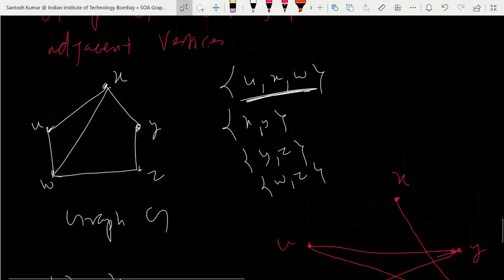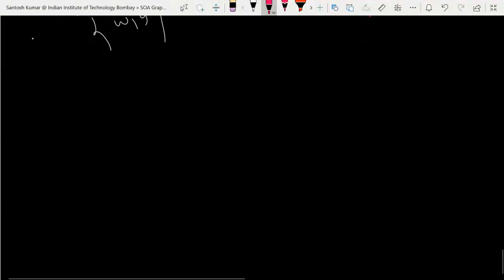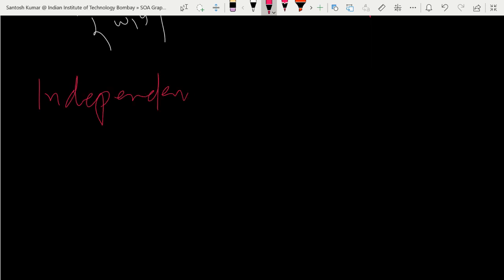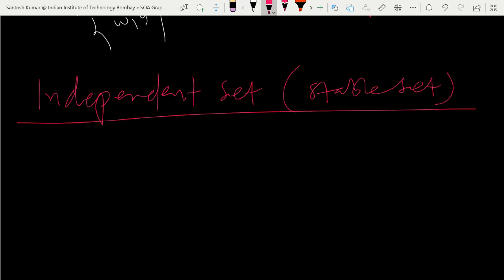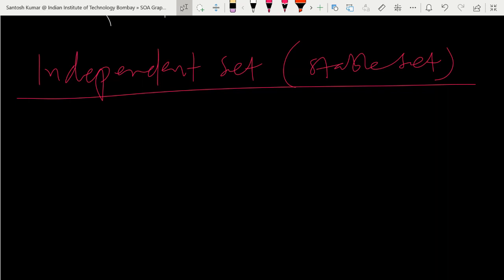Okay. So the next word is independent set, or you can say stable set. So what is the definition of independent set? This is just the opposite of a clique, I think. It is the set of pairwise non-adjacent vertices. Yes. So actually the clique was the set of pairwise adjacent vertices, and this is pairwise non-adjacent.